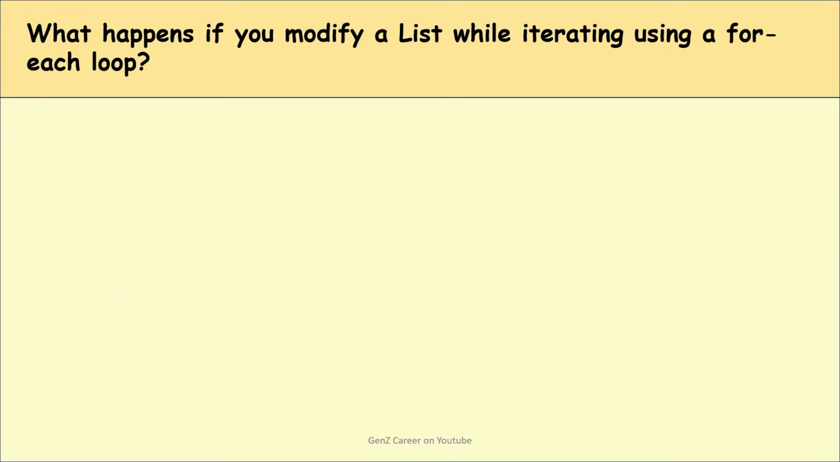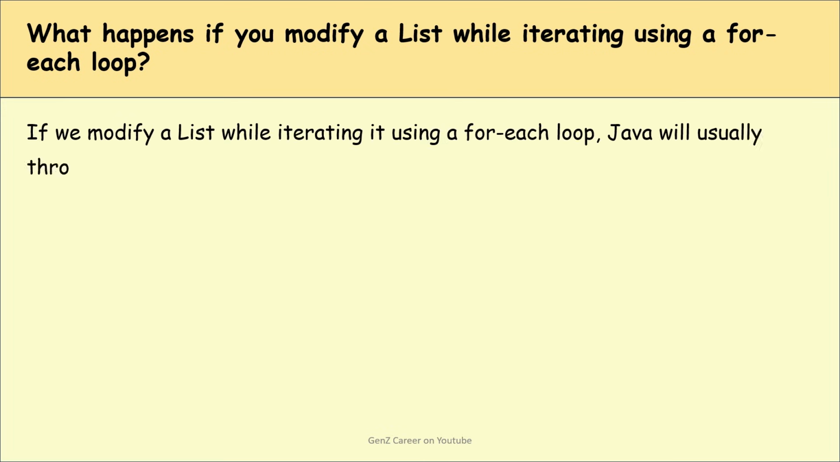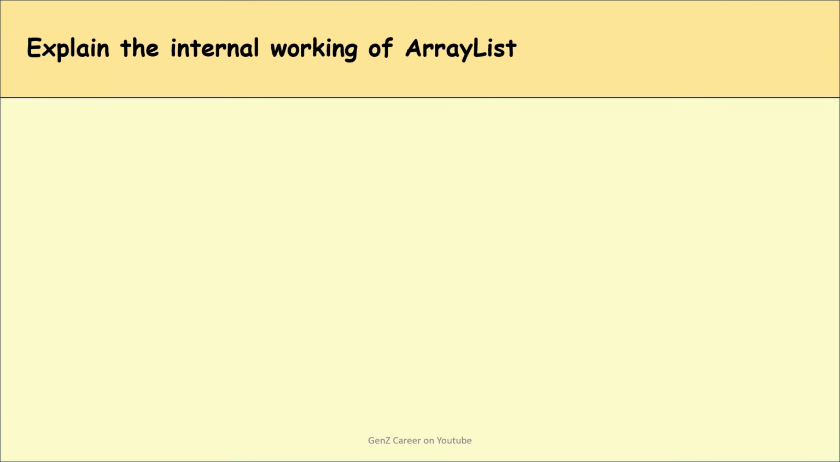What happens if we modify a list while iterating using a for each loop? If we modify a list while iterating it using a for each loop, Java will usually throw a ConcurrentModificationException. Next question is, explain the internal working of ArrayList, and this is a very important question.